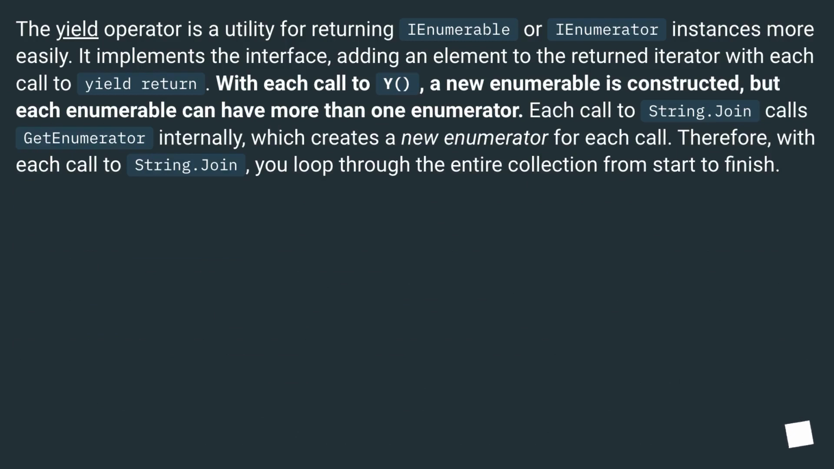The yield operator is a utility for returning IEnumerable or IEnumerator instances more easily. It implements the interface, adding an element to the returned iterator with each call to yield return. With each call to Y, a new enumerable is constructed, but each enumerable can have more than one enumerator. Each call to String.Join calls GetEnumerator internally, which creates a new enumerator for each call. Therefore, with each call to String.Join, you loop through the entire collection from start to finish.